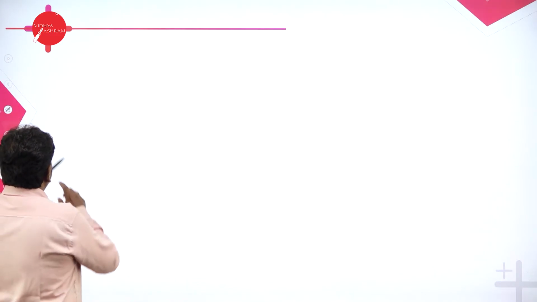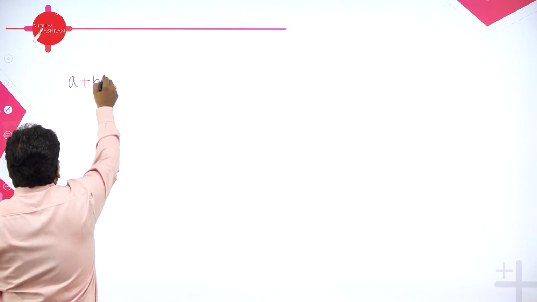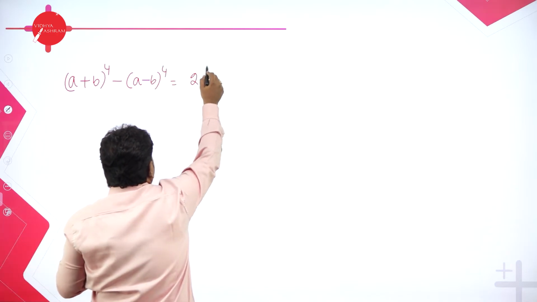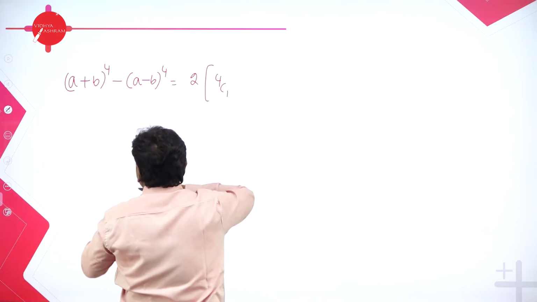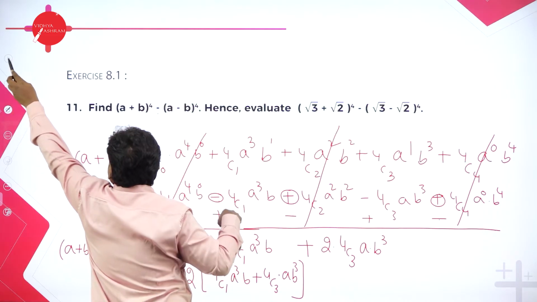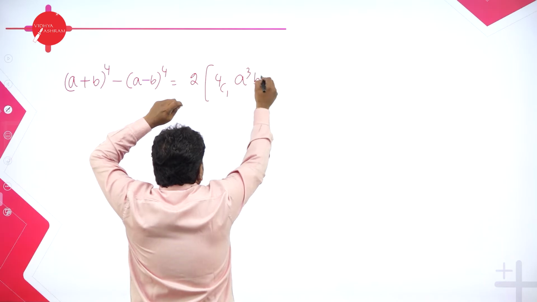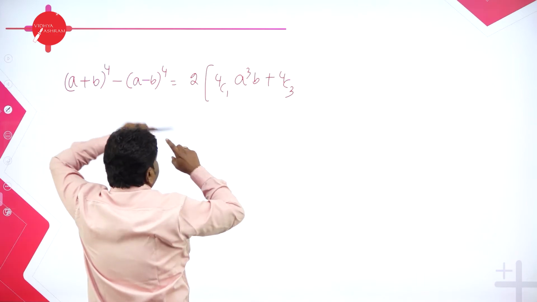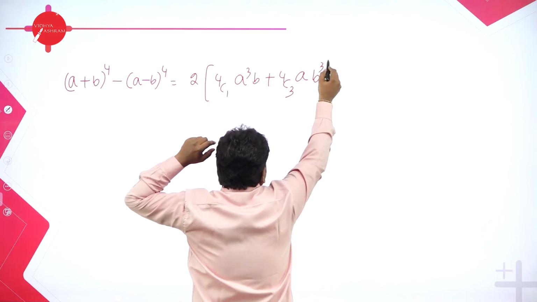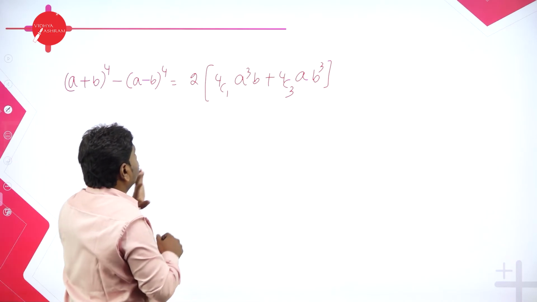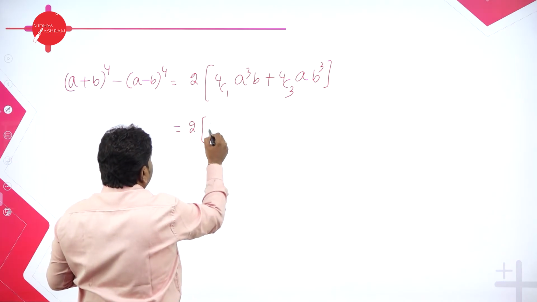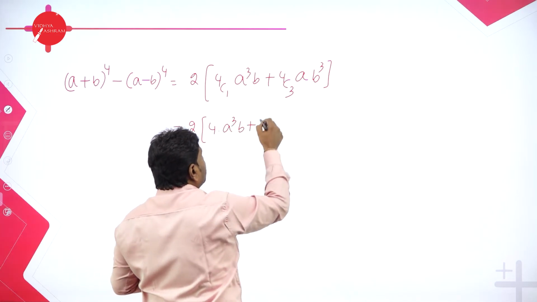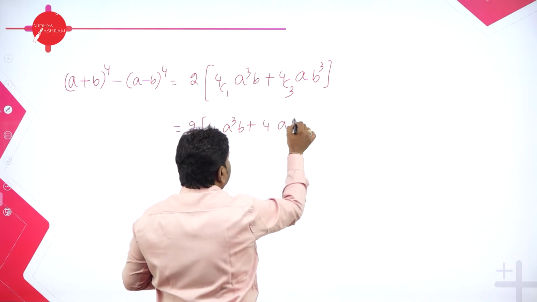So now we got the result. What is the result? (a plus b) power 4 minus (a minus b) power 4 is equal to 2 times, I got 4c1 a cube b plus 4c3 a b cube. So now further, 4c1 is what? 4, and a cube b. Again 4c3 is 4c(4 minus 1), 4c1, that is also 4 a b cube.